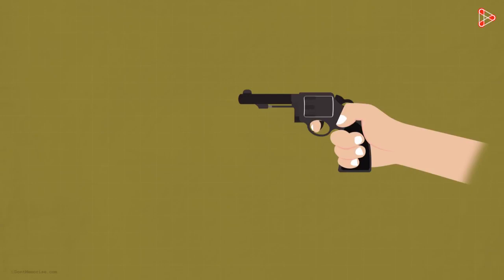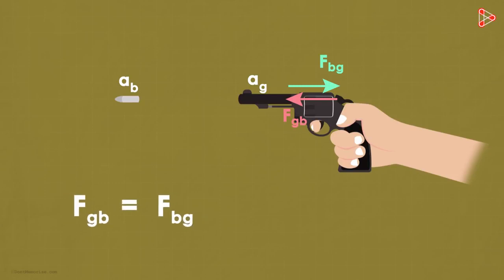But hold on. If the force exerted by the gun on the bullet is the same as the force exerted by the bullet on the gun, then why doesn't the gun recoil with the same acceleration as the bullet? The gun recoils, yes, but it doesn't recoil at the same acceleration as the bullet, right? Same magnitude of forces, but different accelerations. Why do you think this happens?